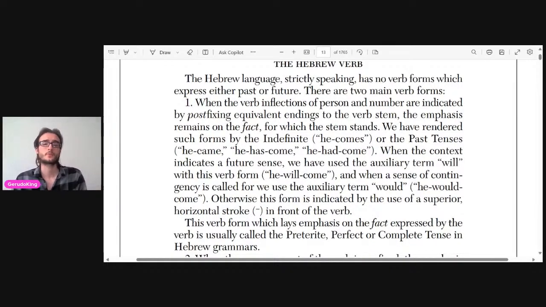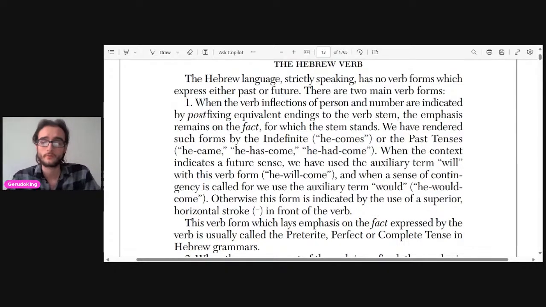We have rendered such forms by the indefinite, he comes, or the past tenses, he came, he has come, he had come. When the context indicates a future sense, we have used the auxiliary term will with this verb form, he will come. And when a sense of contingency is called for, we use the auxiliary term would, he would come. Otherwise, this form is indicated by the use of a superior horizontal stroke in front of the verb.